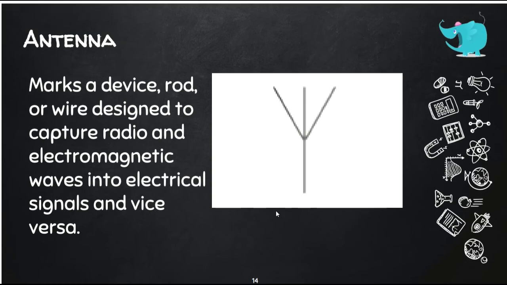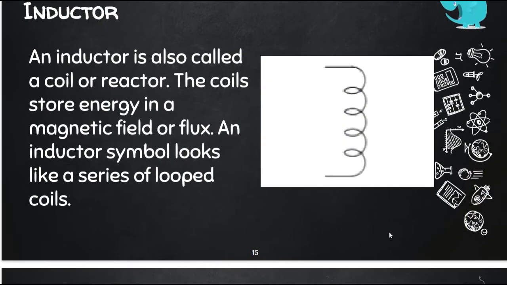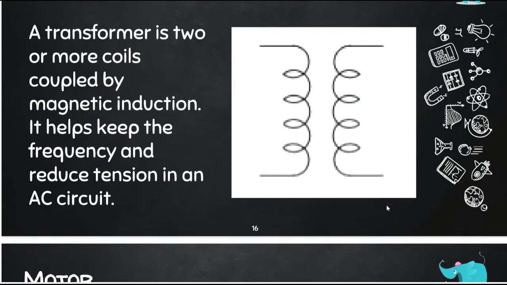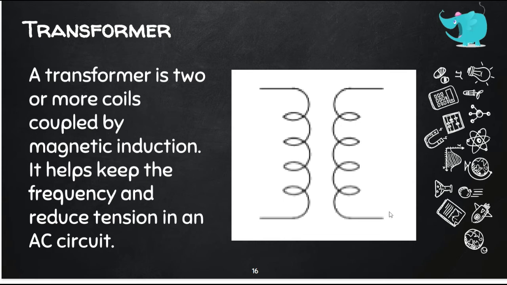Now, next one is the antenna. This is the actual symbol of an antenna. It marks a device, a rod or a wire designed to capture radio and electromagnetic waves. This is usually used by televisions and radios. Inductor. An inductor is also called a coil or reactor. It stores energy in a magnetic field or flux. And when there is a combination of inductors, we have a transformer. A transformer helps keep the frequency and reduce tension in an AC circuit.